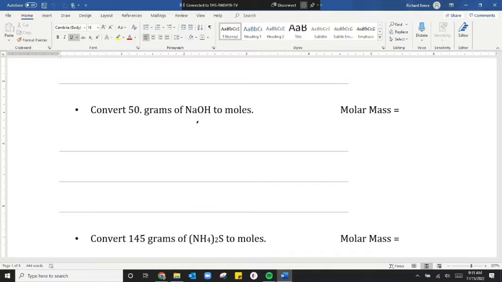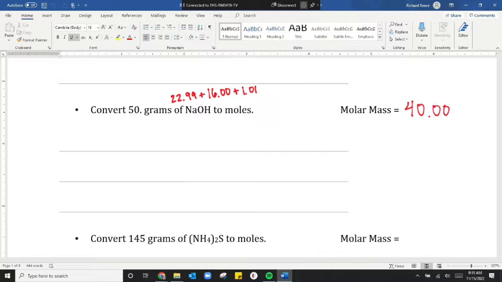Na is about 22.99. I only have to have 3 digits, but if I have a 4th digit there, that's fine. Plus oxygen is 16.00 plus hydrogen 1.01. What do you get when you add those 3 numbers together? 39.99. Yep. And then that rounds to 40.00.